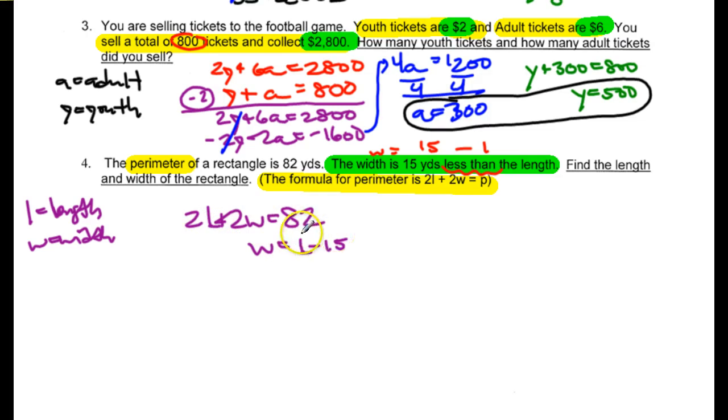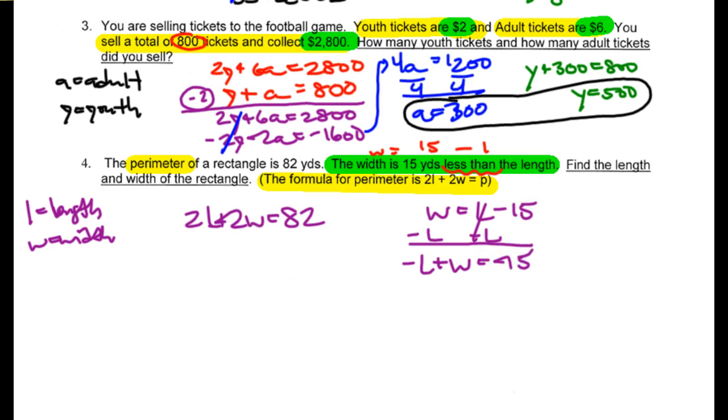Okay? Now if you think this looks funny, you're right. It's not ready to solve. We haven't had to do this a lot, but remember we have to have like the L's with the L's, the W with the W. So I got to change this equation first. Okay? So I'm going to come here to the side, W equals L minus 15, and I want this to look like this. I need to move the L over here. So how do I move this L? I do minus L on both sides. So I'm going to put the L first, negative L plus W equals negative 15. So now when I put this over here, negative L plus W equals negative 15. Now I can do this. Now I'm ready to go.